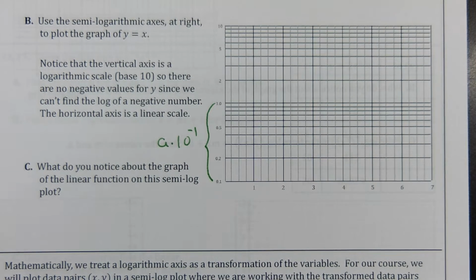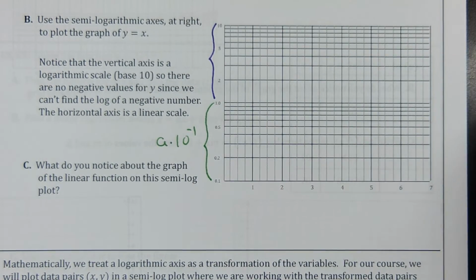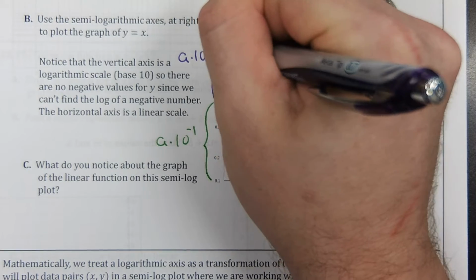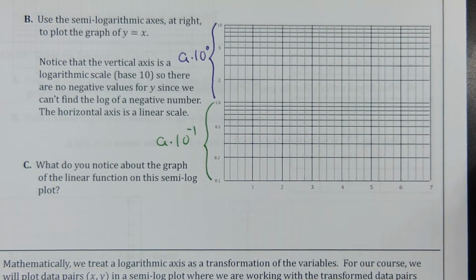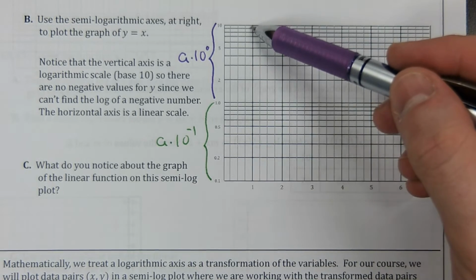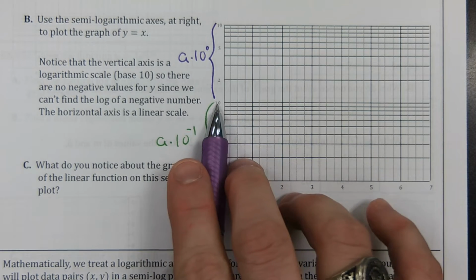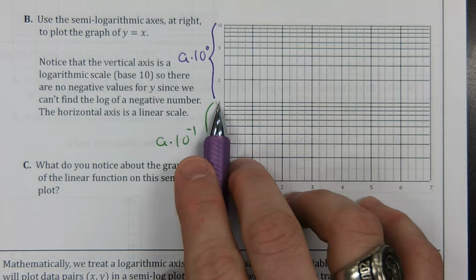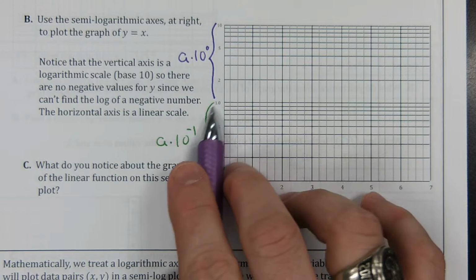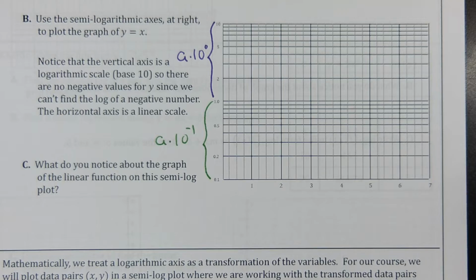Everything after that are multiples of 10 to the next power, the 0 power, because 10 to the 0 is 1. So here's 2 times 10 to the 0, 3 times 10 to the 0, 5 times 10 to the 0, 10 times 10 to the 0. How about that? You could also say that this value right here is 1 times 10 to the 0. So you can say 1 times 10 to the 0 or 10 times 10 to the negative 1, whatever you want to say. It says use the semi-logarithmic axis at right to plot the graph y equals x.